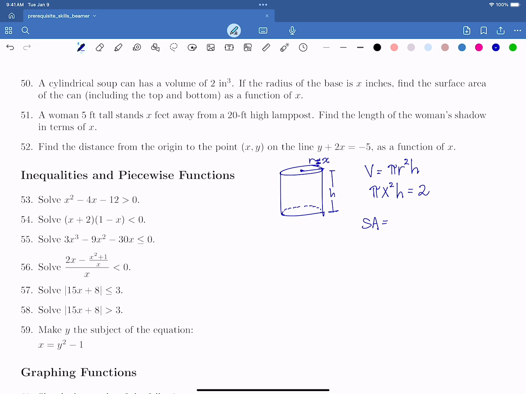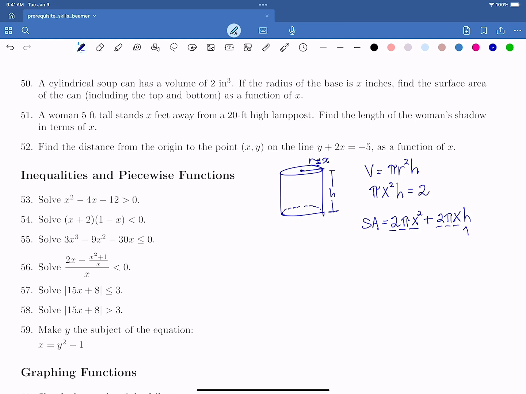Surface area would be the area of the top, pi r squared, plus the area of the bottom, which is also pi r squared. So I'm just going to write 2 pi r squared, plus the lateral surface area around the side of the can. Lateral surface area would be the circumference of the circle, 2 pi r, times the height. And actually the r is an x here, so I'll make those r's x's. We're asked to express surface area in terms of x. This is a constant, this is a constant, this is in terms of x.